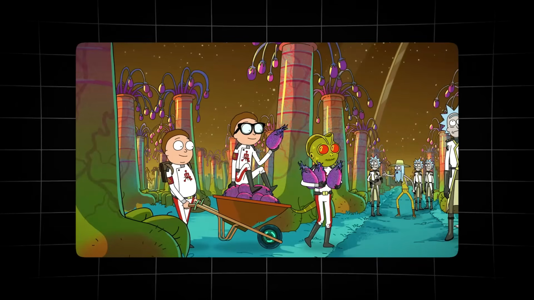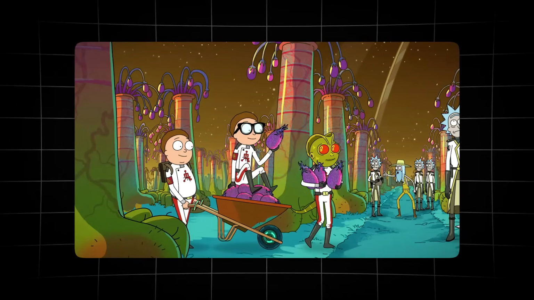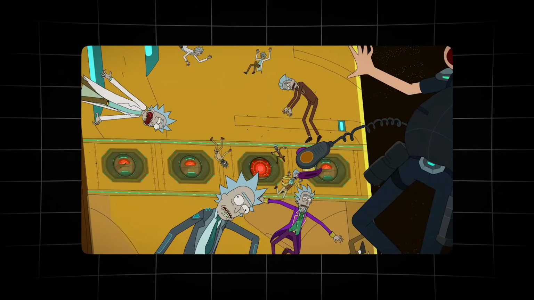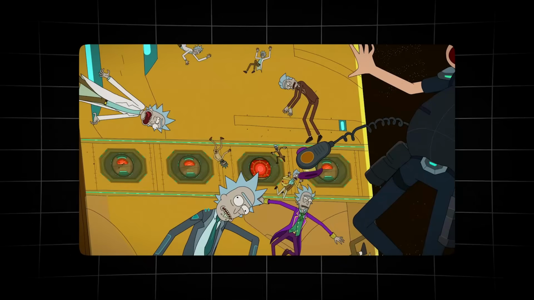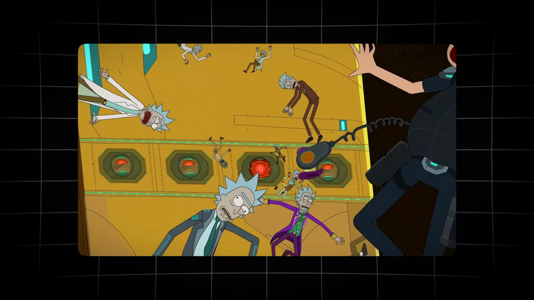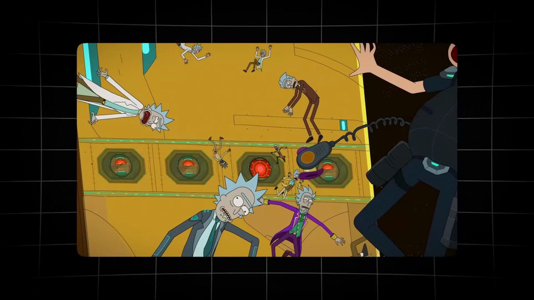The political structure has been completely dismantled and rebuilt according to President Morty's specifications. Every institution that made up the old Citadel has been reformed. The Ricks and Mortys living on the Citadel do not fully understand what has happened.